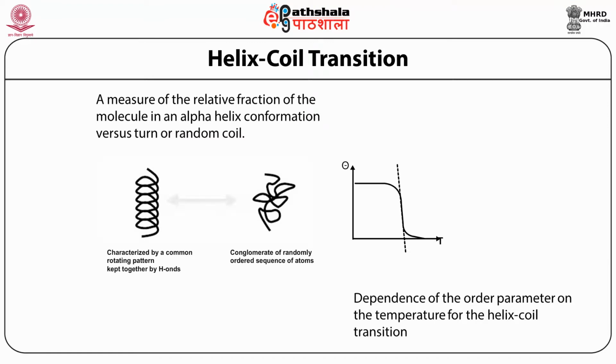Here we describe the helix-coil transition. It is a measure of the relative fraction of the molecule in an alpha helix conformation versus the turn or the random coil. You can see here the alpha helix. It is characterized by a common rotating pattern kept together by hydrogen bonding, while the coil state is the conglomerate of randomly ordered sequences of atoms. And the theta value depends on the order parameter of temperature for the helix-coil transition. As we increase the temperature, the theta value lowers down. It means the helix structure is lost into the coil.